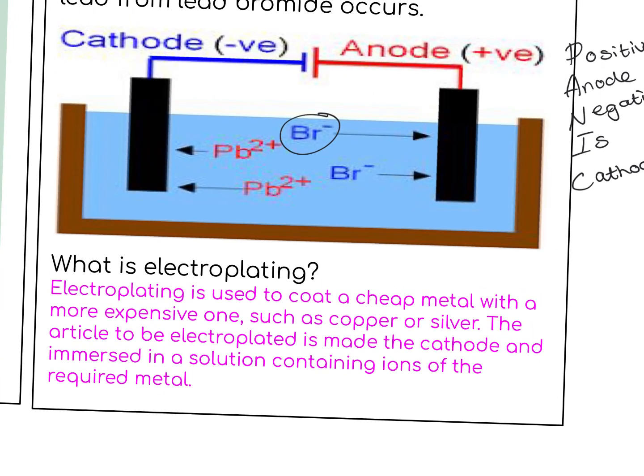What is electroplating? Electroplating is used to coat a cheap metal with a more expensive one, such as copper or silver. The article to be electroplated is made the cathode, so the negative, because then the metals are positive and they'll be attracted to it. Okay, you also need a solution of their metals as well.